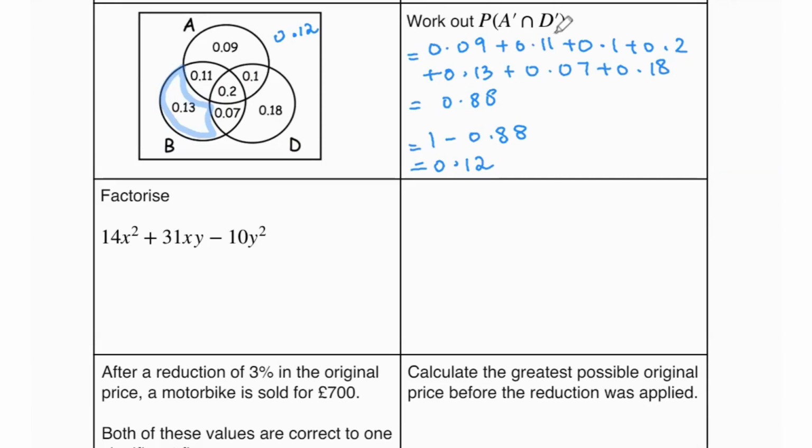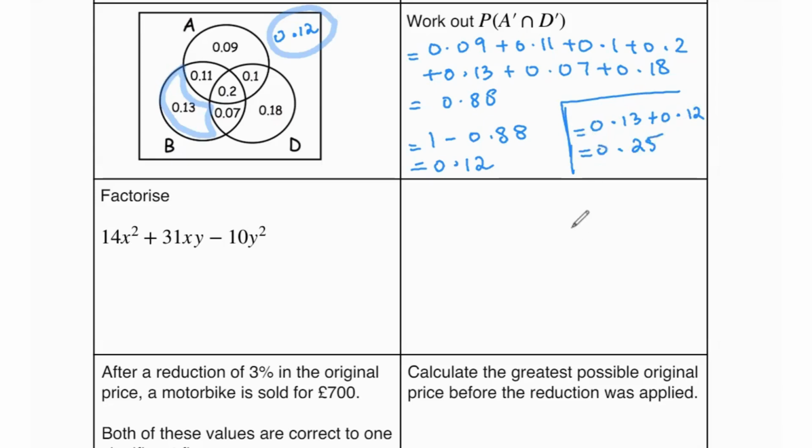So our probability for the intersection of A complement and D complement is going to include this as well. So we're going to do, let's separate this over here, 0.13 plus 0.12, which is going to be 0.25. That is your final answer.